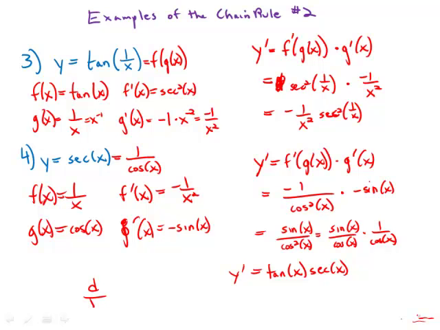And I will leave it to the viewer as an exercise to verify the same is true for the cofunctions, that the derivative of the cosecant is negative cotangent x cosecant x.